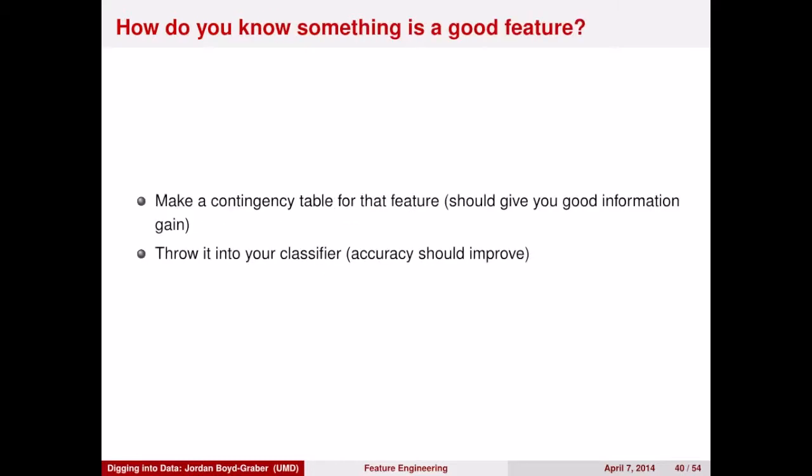Make a table where you have the number of positive examples with that feature, the number of positive examples without that feature, the number of negative examples with that feature, the number of negative examples without that feature, and then see, are there patterns in that table? If so, that might be a good feature you can include.